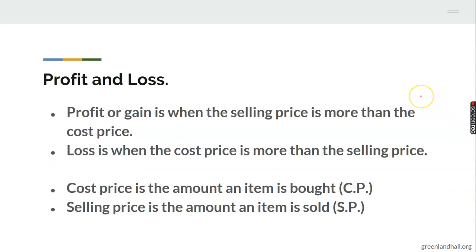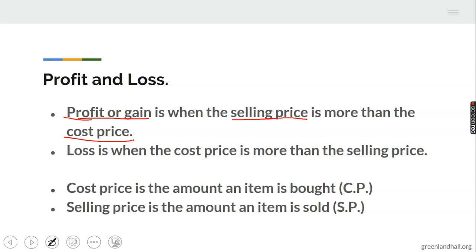Profit, or gain, we can call it profit, we can call it gain, is when the selling price, the amount you are selling something, is more than the cost price. Cost price is the amount you buy something. I will read it again. Profit or gain is when the selling price is more than the cost price.